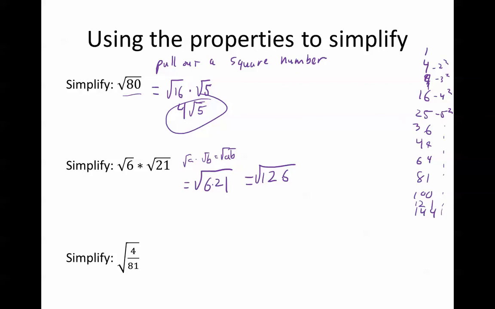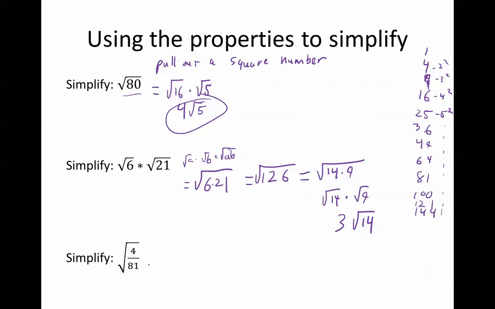That one works. 126 can be broken up into 14 times 9. Notice that I just went through the exhaustive list. So 126 can be broken down into 14 times 9. Well, root 14 times root 9 can be broken down further, and I know the square root of 9 is 3, so this is 3 root 14. So notice I multiplied them together, and then I simplified and broke them back apart to pull out one of the square numbers.